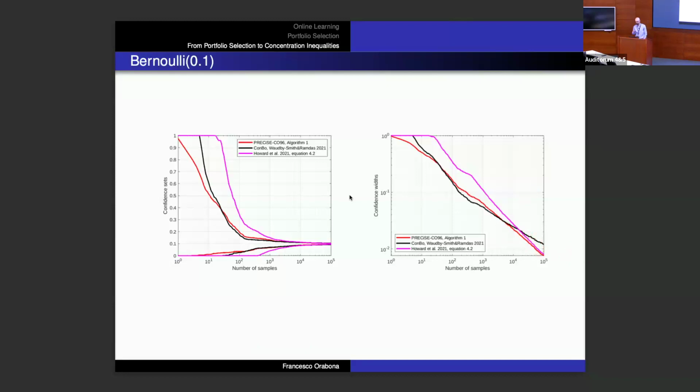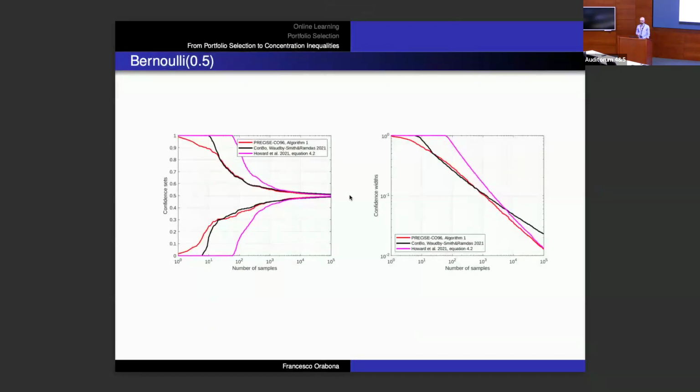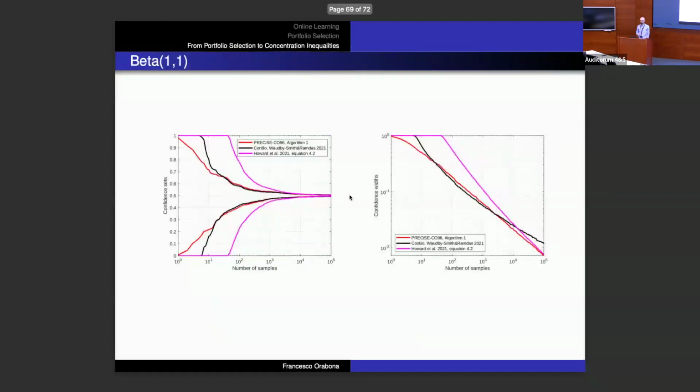And by the way, this is not unexpected. If you look at how they do things, this is completely expected. The same story goes on in the other cases. This is a Bernoulli 0.5, this is a beta 1,1, and it's always the same. Our approach dominates all the others in the small sample regime. Asymptotically, it matches the performance of the best formulas. It beats the heuristic approach.